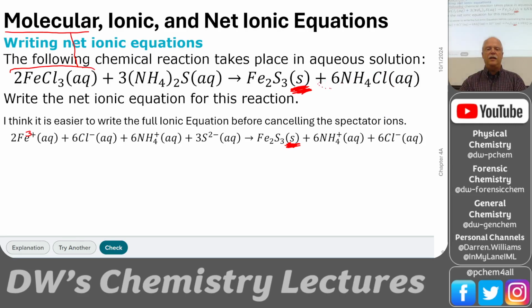All right, then we have 6 ammoniums and 6 chlorides. So we got our 6 ammoniums, 6 chlorides. This one is broken into its pieces. Now, looking at this reaction, is there anything on the left that has not changed when it went to the right?